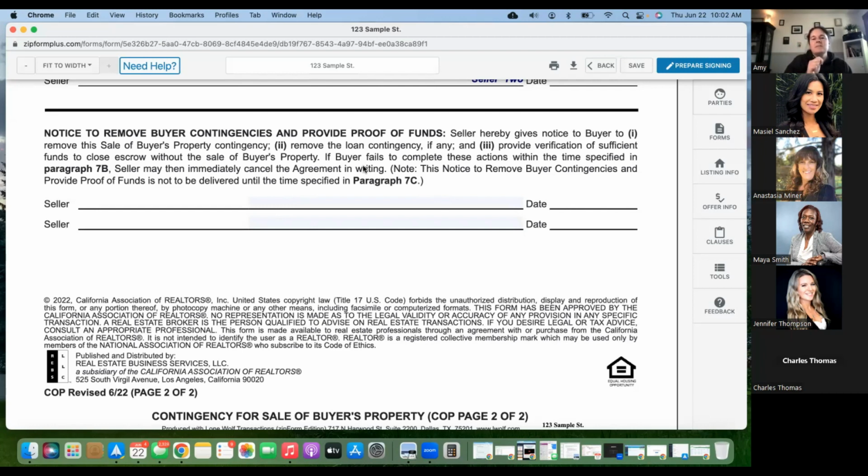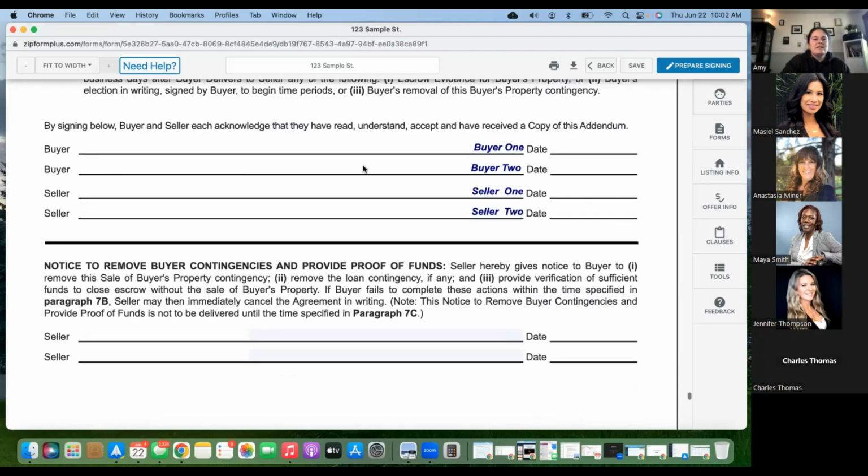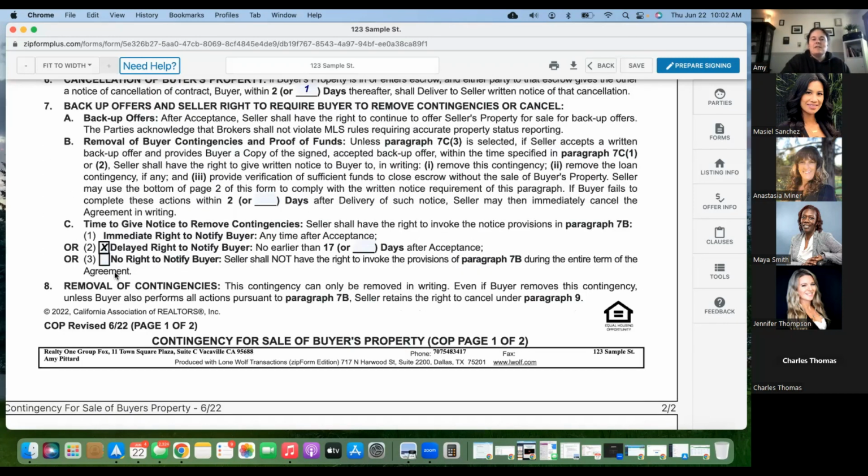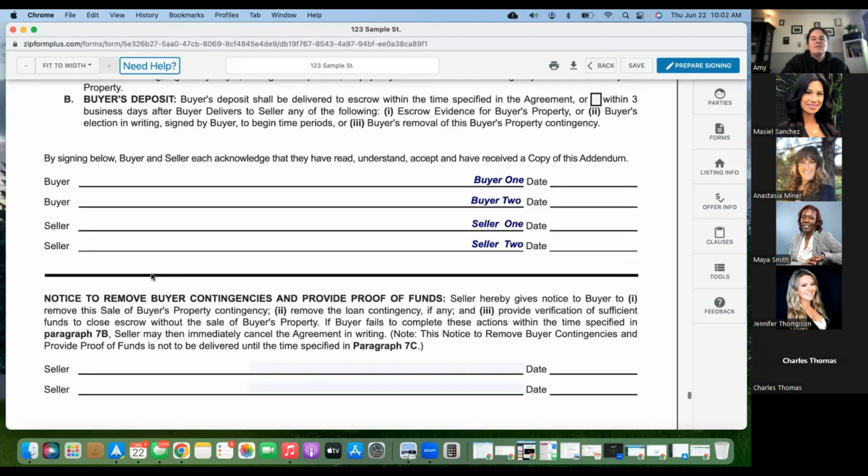If buyer fails to complete these actions within the time specified in paragraph 7B, then seller may then immediately cancel the agreement in writing. This notice to remove buyer contingencies and provide proof of funds is not to be delivered until the time specified in paragraph 7C. So you can't do this until this time frame right here. Okay, and then we can serve this notice to perform.